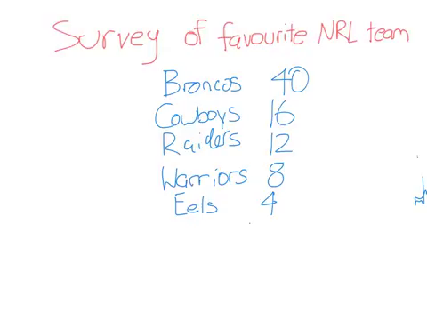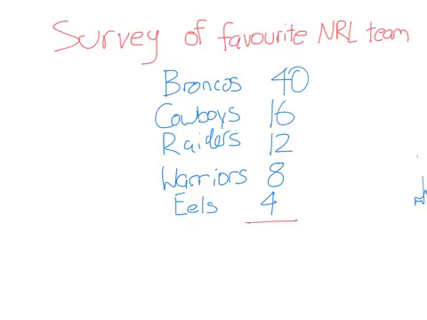Okay, so as I said, I surveyed 80 people, okay? Now I want to convert this into a sector graph. So the thing that I have to figure out before I can make the sector graph is how big the area of each sector, or if you like, each slice of pie, is going to be. How big is going to be the Broncos slice? How big is going to be the Cowboys slice? And so on. And we figure that out by finding out their proportion.